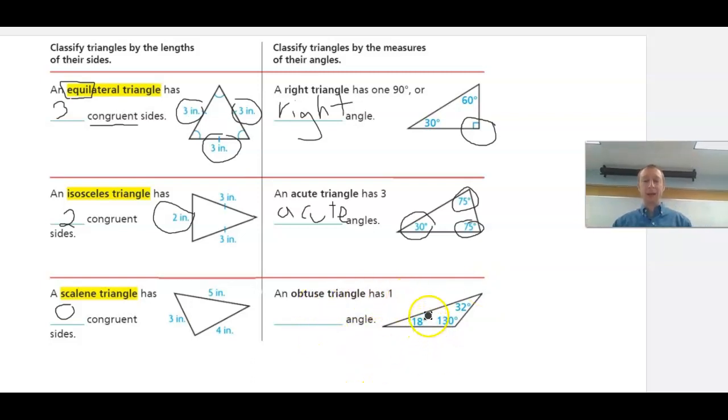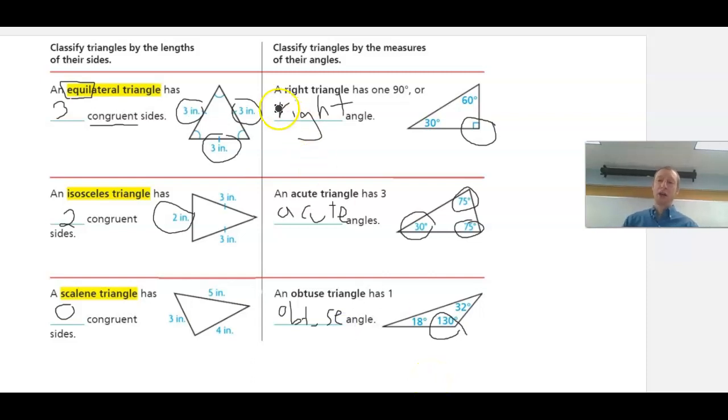Well, let's see. I got 18 degrees. That's acute. I've got 32 degrees, which is also acute. But look here, I have a 130-degree angle. That's an obtuse angle, right? So how many obtuse angles does an obtuse triangle have? Looks like just one, right? An obtuse triangle has one obtuse angle.